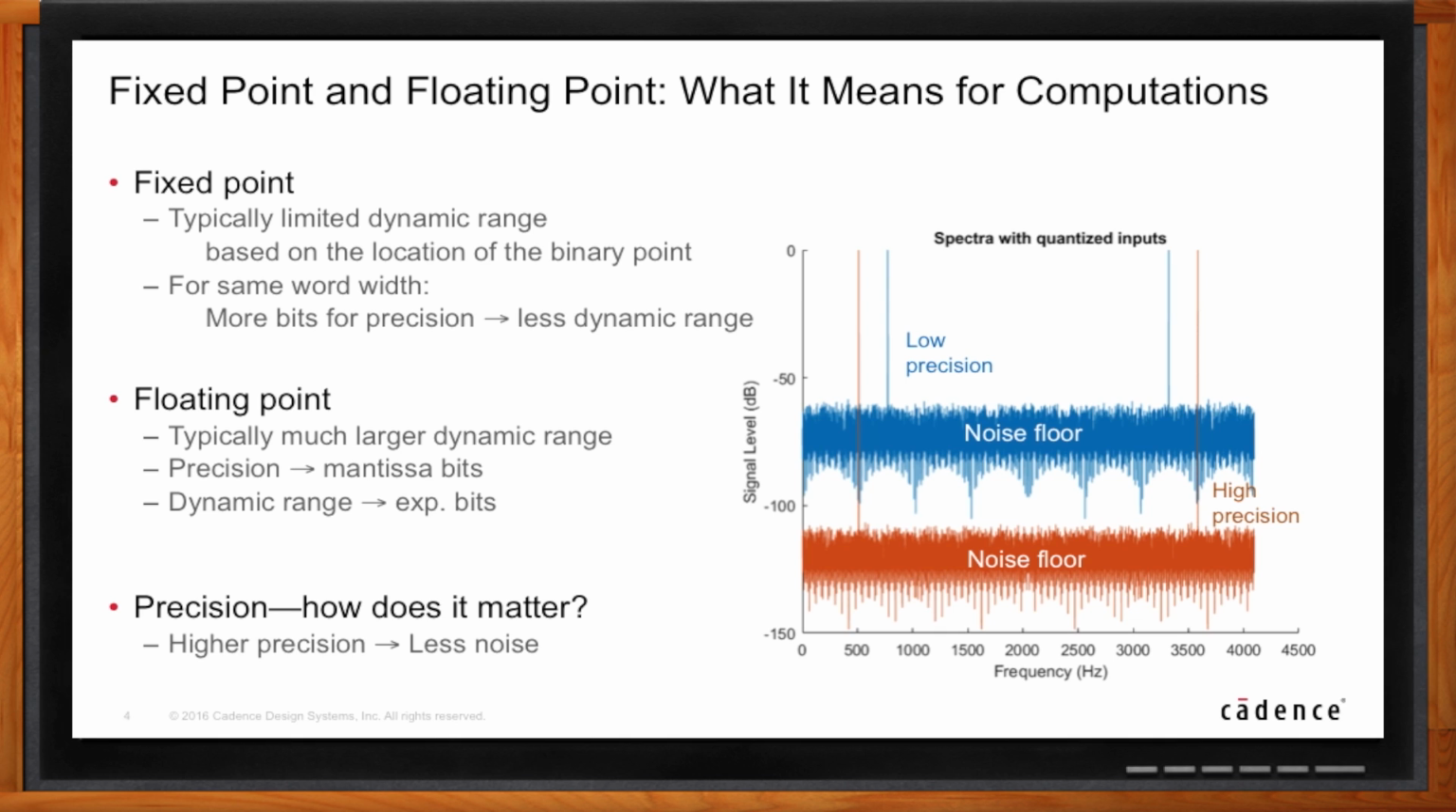Having high noise in an audio signal is quite uncomfortable. So we want to push that noise floor down, and the way to do it is to increase the resolution, that is, increase the precision of the number representations. And when you do that, you see the red graph where the noise floor is pushed down, where it's now no longer audible.